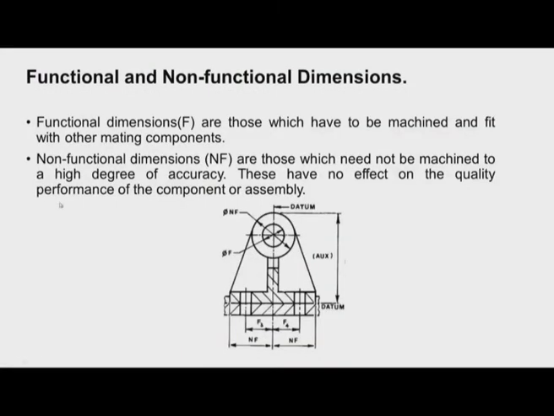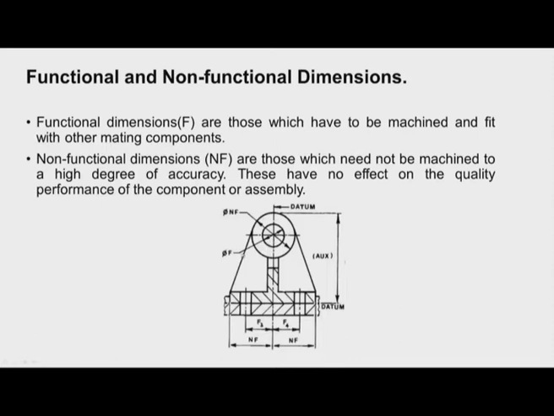Now we should understand that when the dimensions are specified, there are some functional dimensions and there are some non-functional dimensions. If you see this diagram, there are some dimensions like NF, which are non-functional dimensions. You can see here, this is the outer surface of this particular curved part, wherein no mating part will come in contact at this place. So at this place we need not specify very stringent tolerances. Open tolerances will be alright.